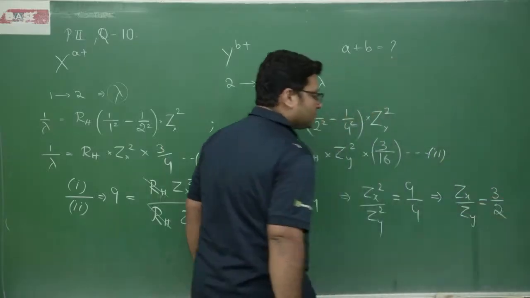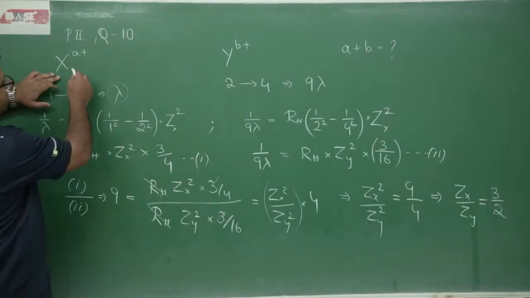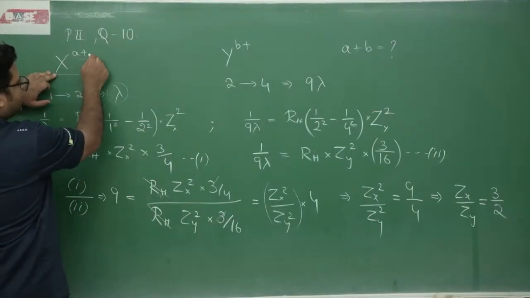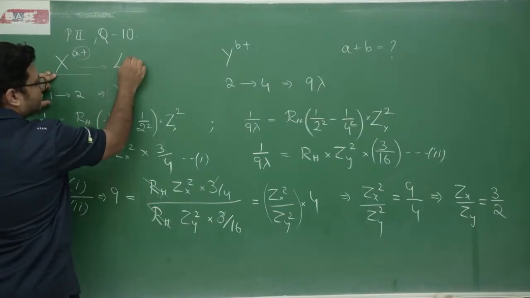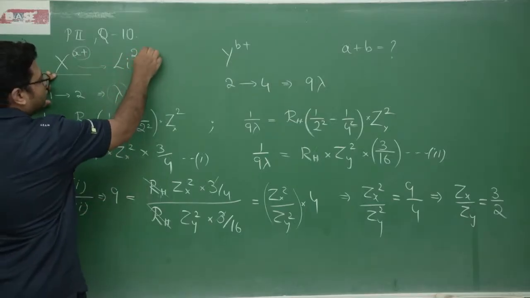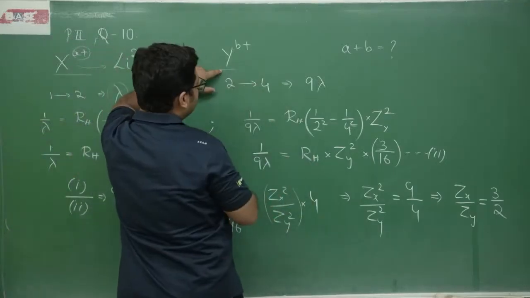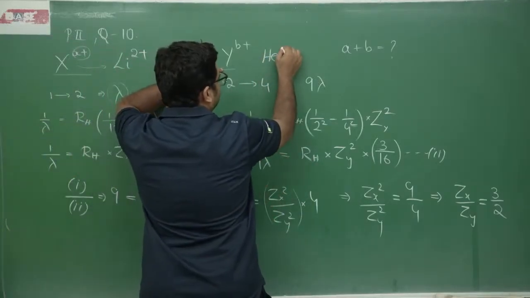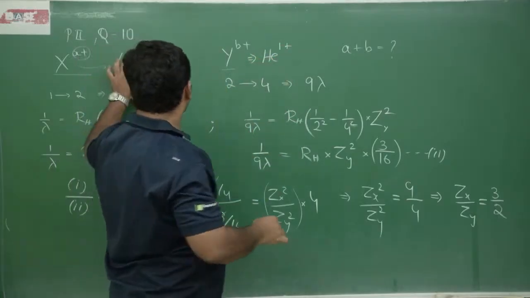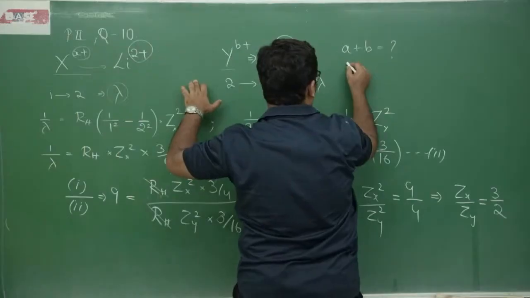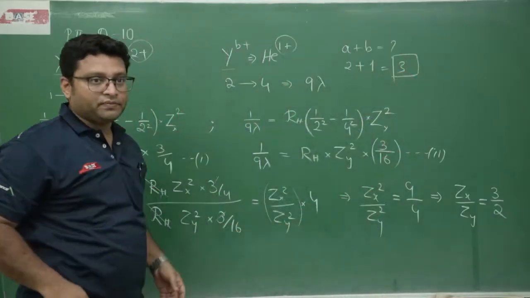3 by 2. Okay. So for the nucleus to have 3 protons and yet behave like a single electron system, the charge A should be equal to 2. So this nucleus is lithium, and its charge should be 2 plus to behave like a single electron system. And this nucleus is helium, and its charge should be 1 plus to behave like a single electron system. So this charge A and B added becomes 3. So that's our answer, 3.